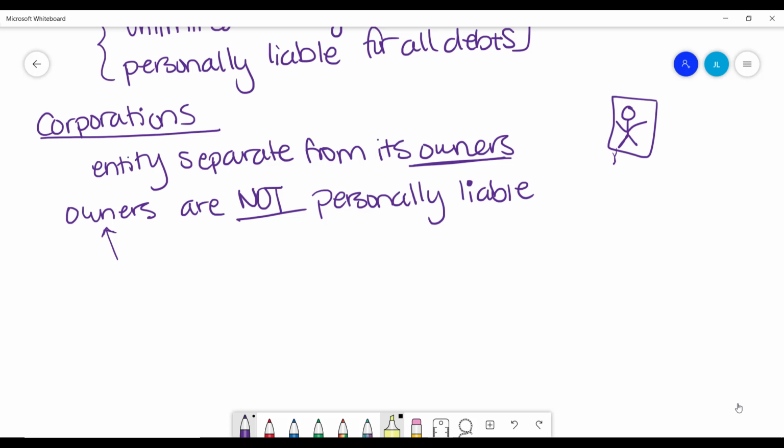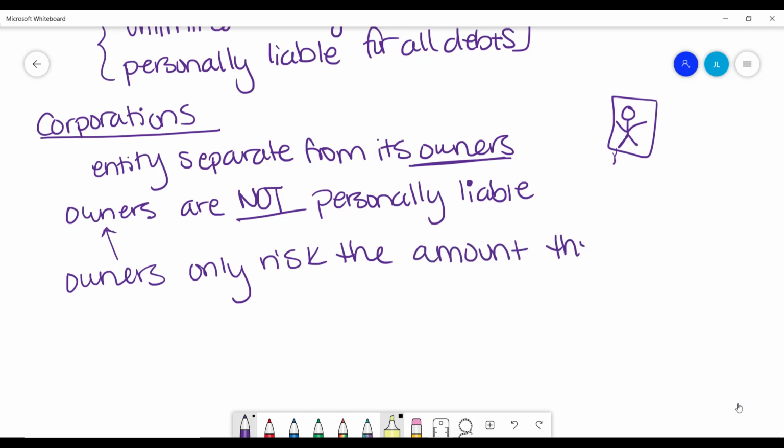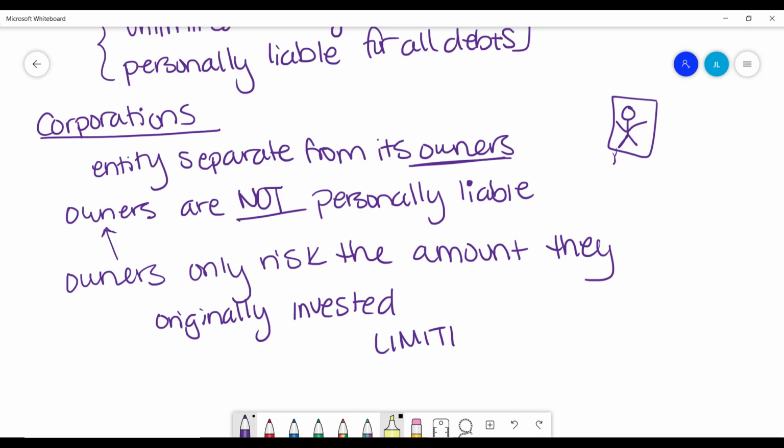For that reason, what do owners risk? Owners only risk the amount they originally invested. This is what we call limited liability, as opposed to unlimited liability as with the other forms of business organization.